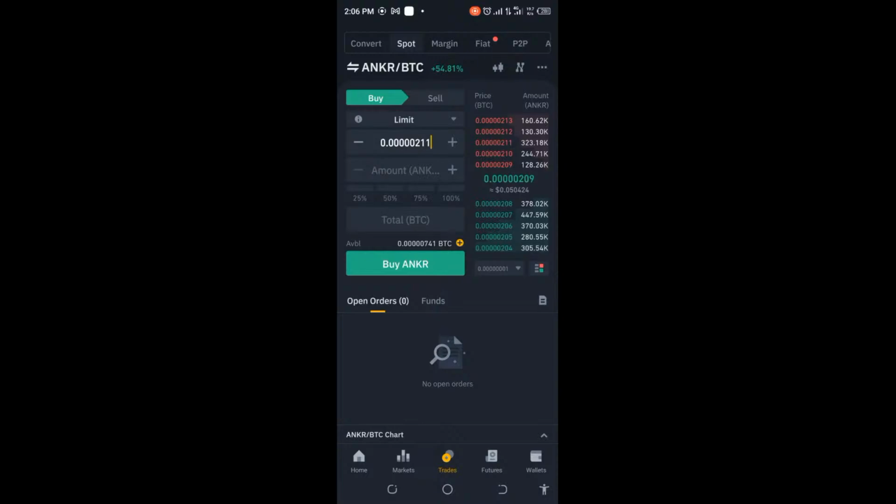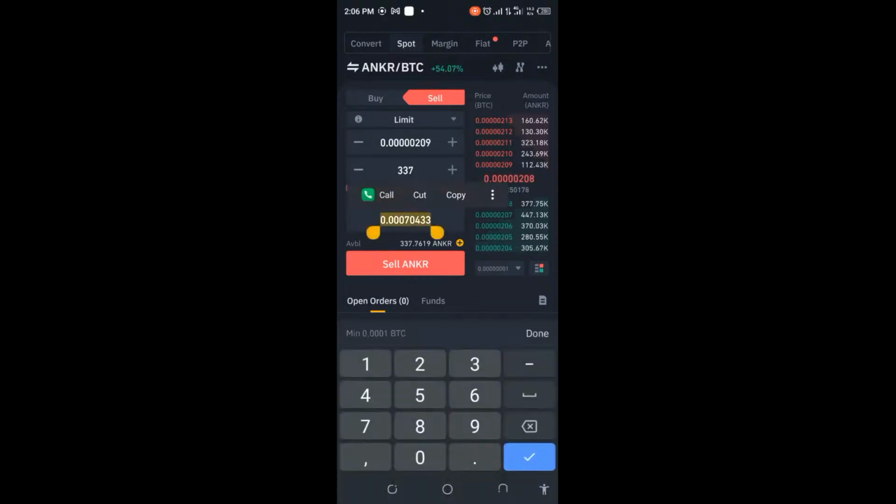Okay, I can see it's going up back again. So I'm just going to sell and put everything there, and let's see how this will go. But first of all, let's see what I would get with this amount. Let me go and check what I would get with this amount.